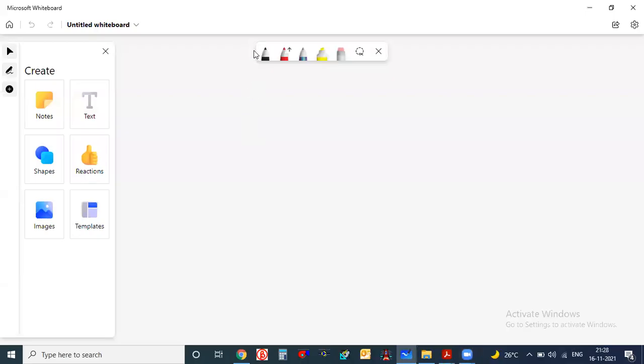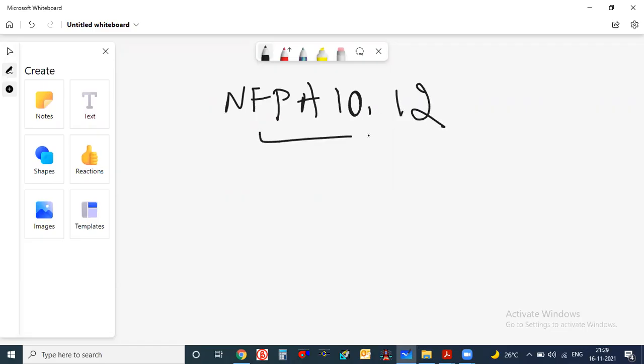Today we will see something related to our fire extinguishers. There are certain NFPA standards, like 10 and 12, that deal with the fire extinguisher. Mostly this NFPA is talking about the requirements of firefighting construction and all. So we don't require so many things, but still let us see.